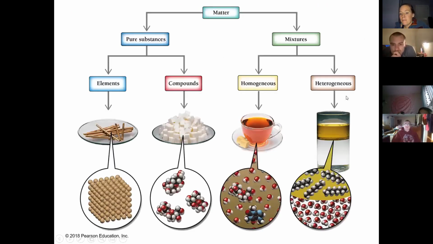Another example of a heterogeneous mixture, like spaghetti and meatballs. Okay, so the spaghetti and the meatballs, they're all on the plate together. But depending on what your perfect bite is, maybe it's more meatball and sauce and less spaghetti, or more spaghetti and less sauce and meatball. That would be a mixture that is not evenly mixed throughout.